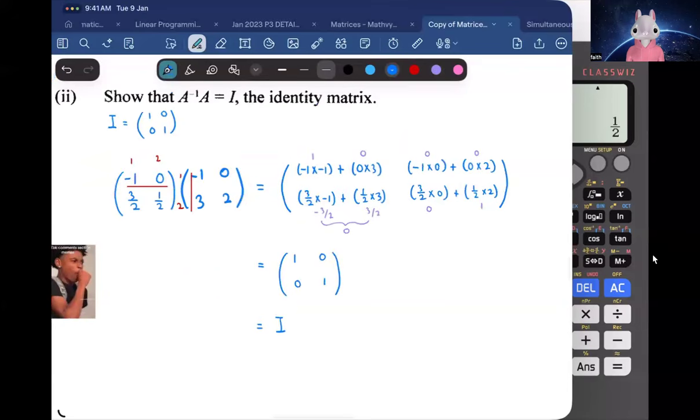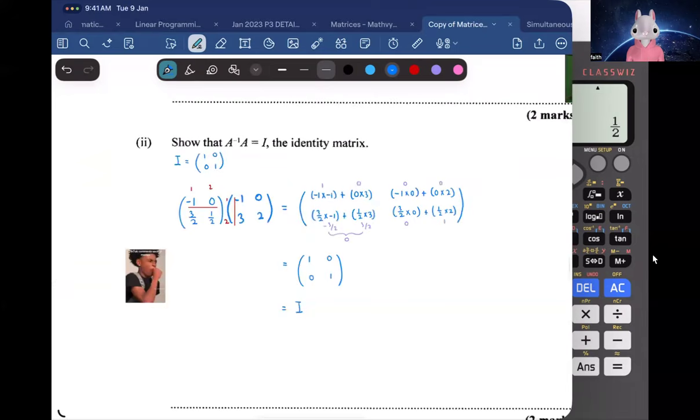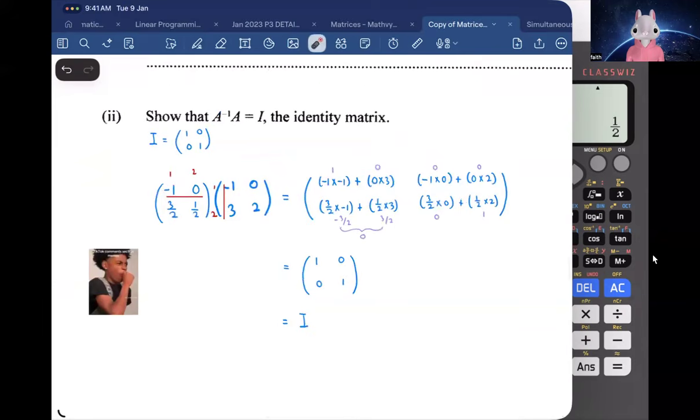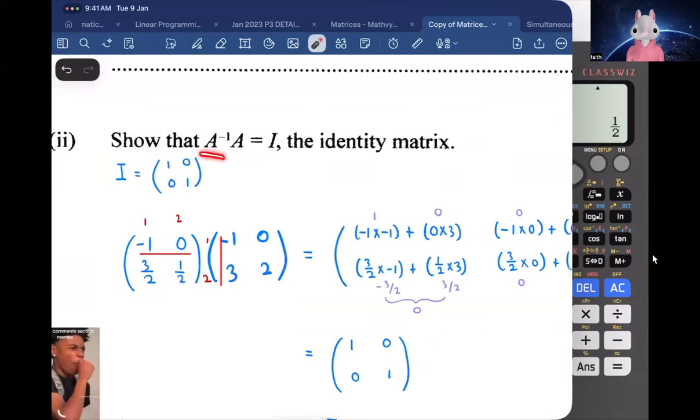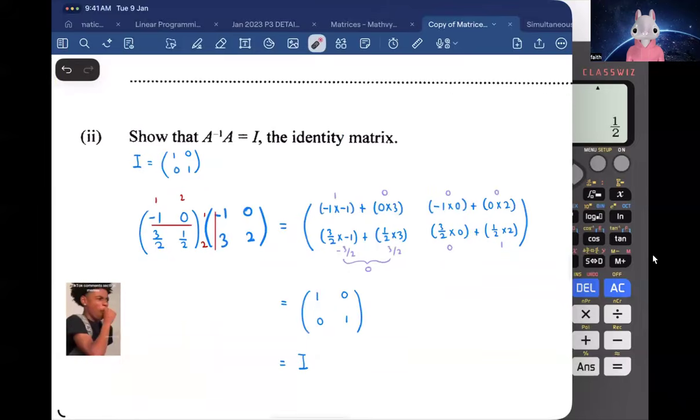Let me know if you guys understood this. Tell me, guys, did you understand that? Yes, sir. Okay, good. You just multiplied the inverse by the original matrix, the one you have, to show the identity matrix. That's how you show that A inverse by A is I.